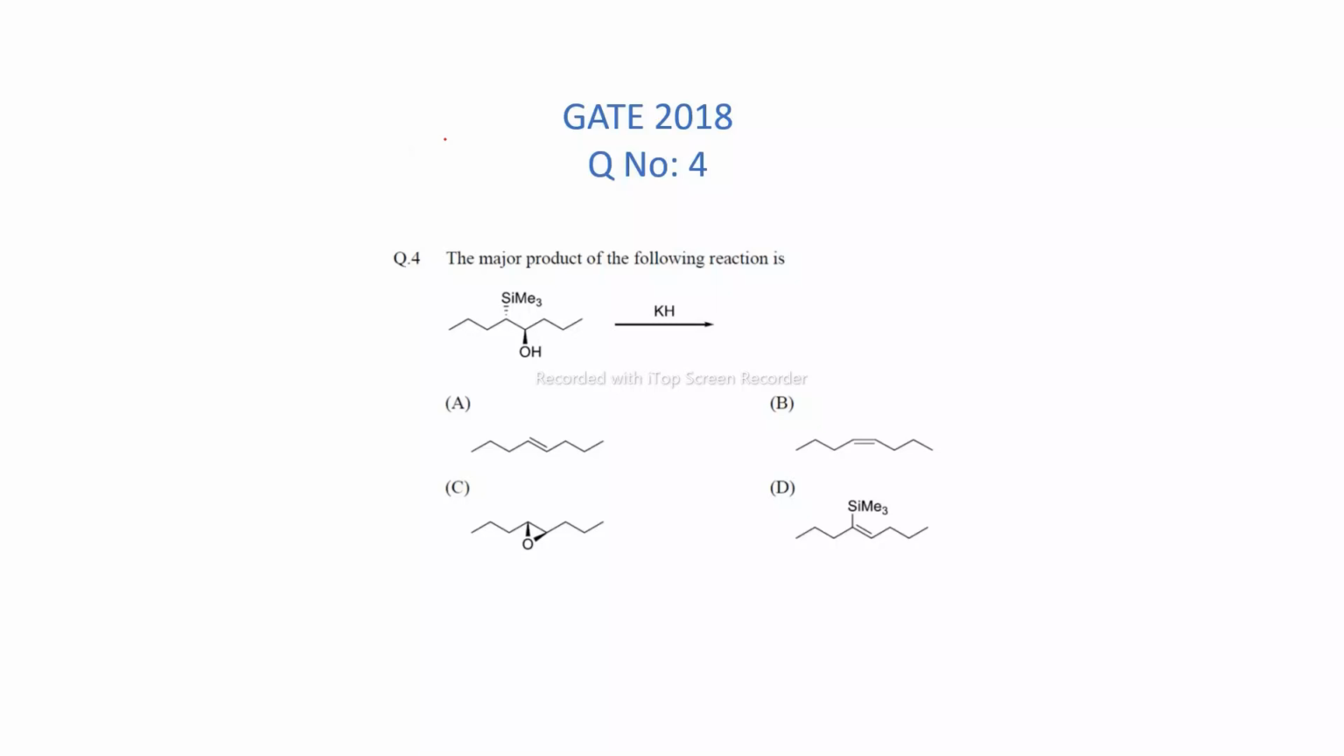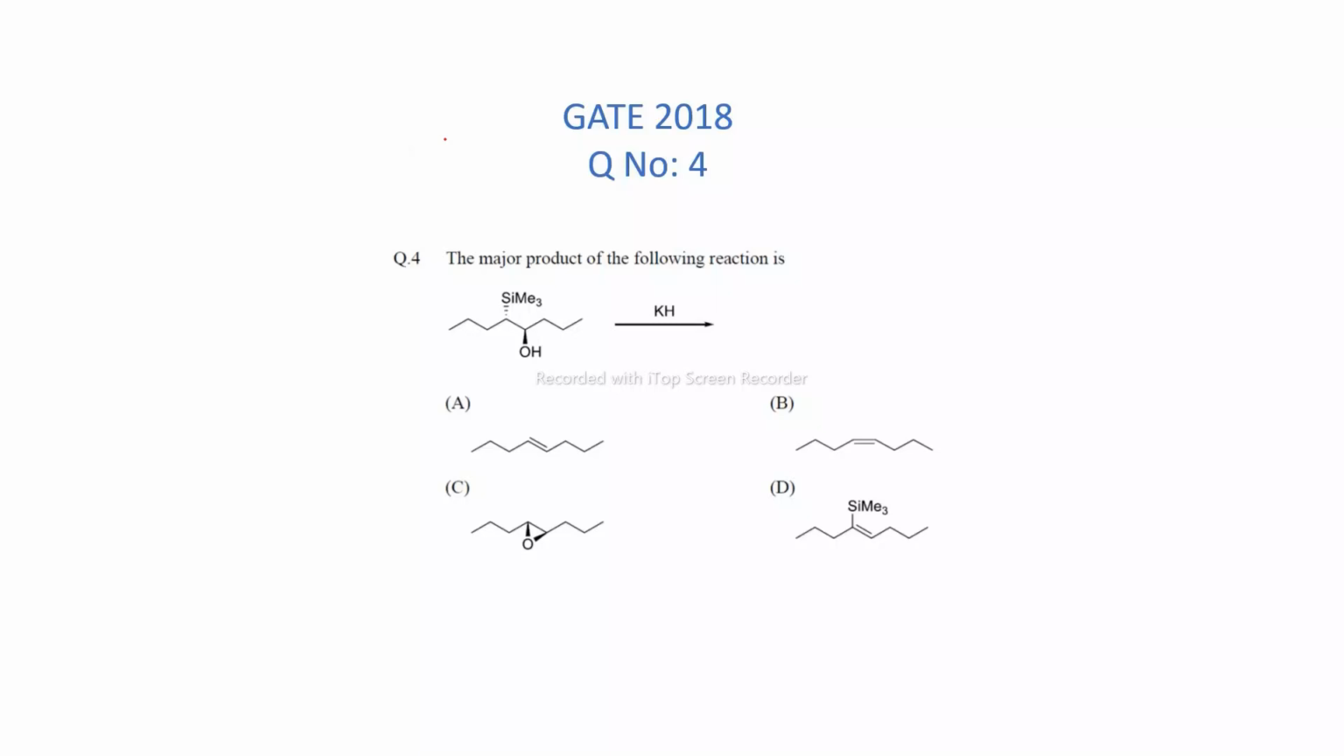It is the Peterson elimination named reaction. It has come many times in GATE and NET. Okay, someone is saying option B. Any other option? It's actually a very easy question. Okay, let's solve it.